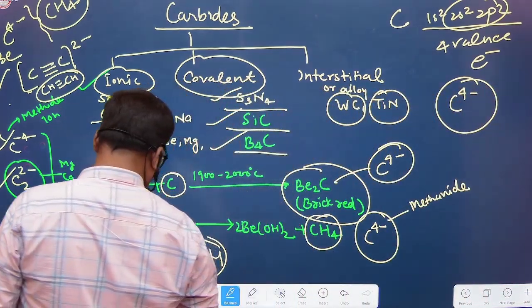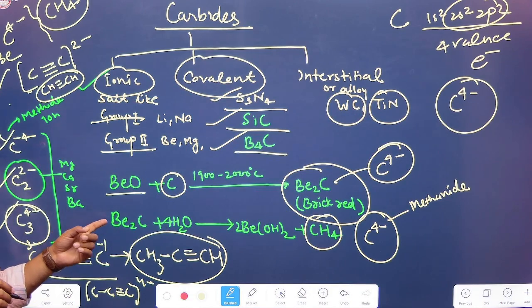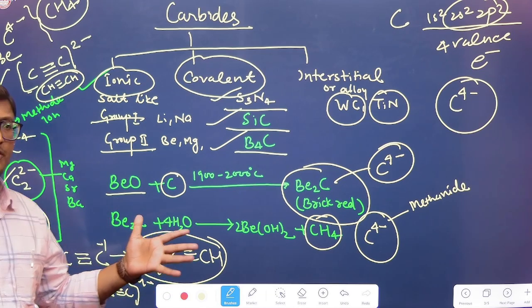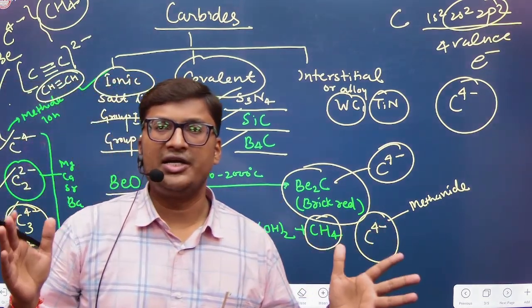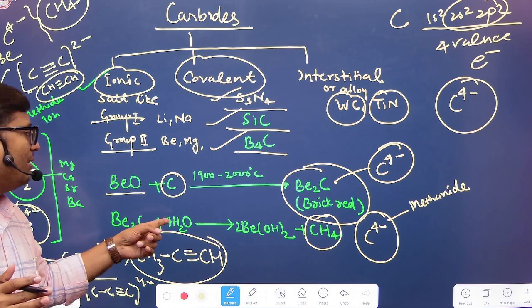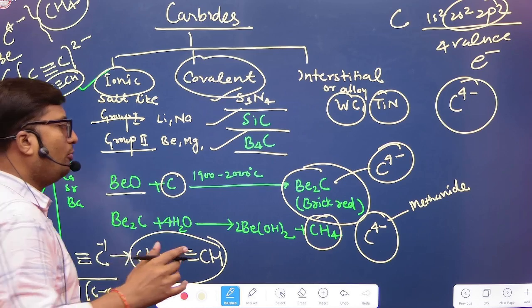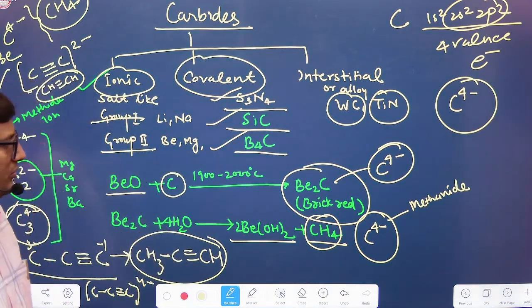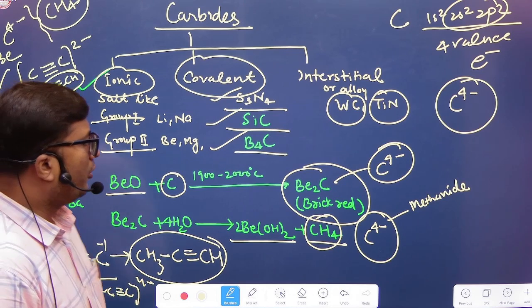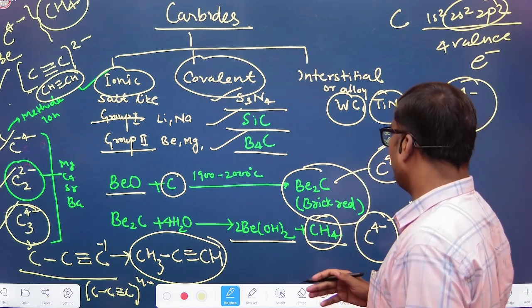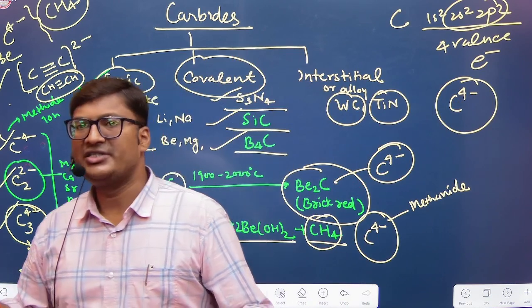So what happens here? This particular type of carbide, that is beryllium carbide, requires a large amount of water, that is 4 volumes. Through this reaction, you can see that 4 volumes of water are required to create 2 volumes of beryllium hydroxide and 1 volume of hydrocarbon, that is methane, right? So this is the beauty of the production of methane gas. In organic chemistry, methane gas can be produced with the help of this particular carbide structure, right?